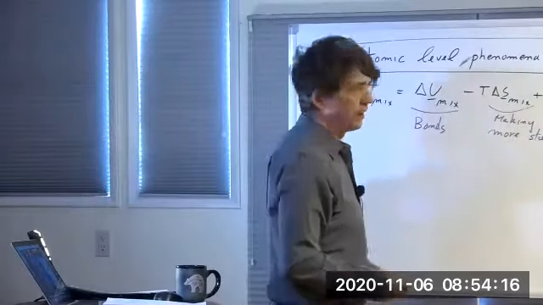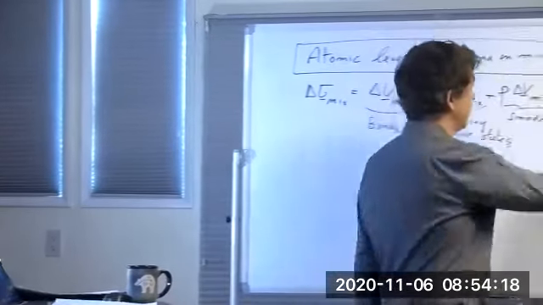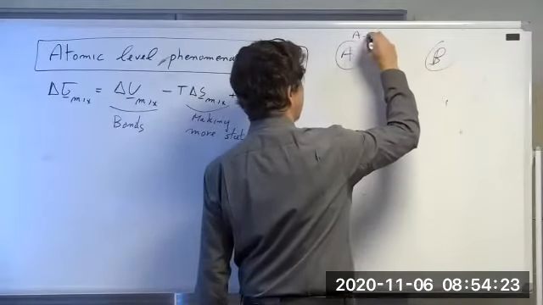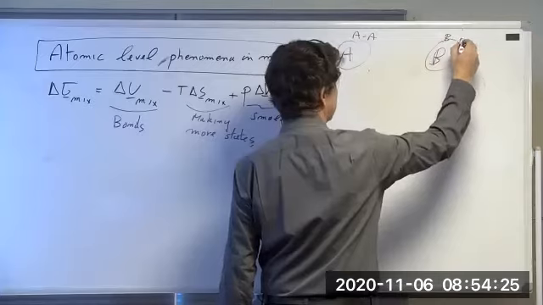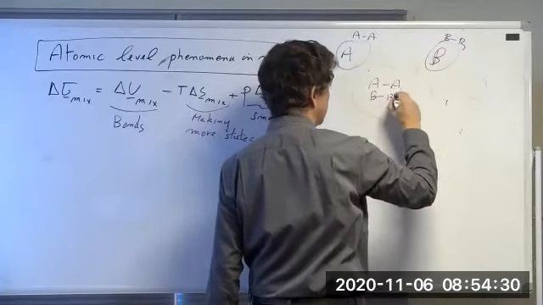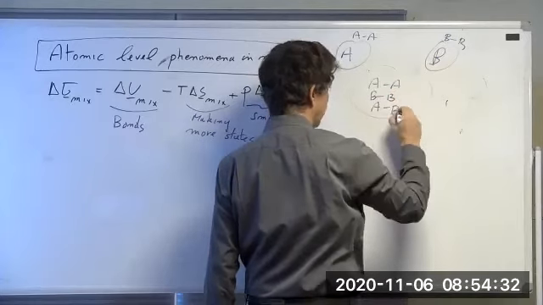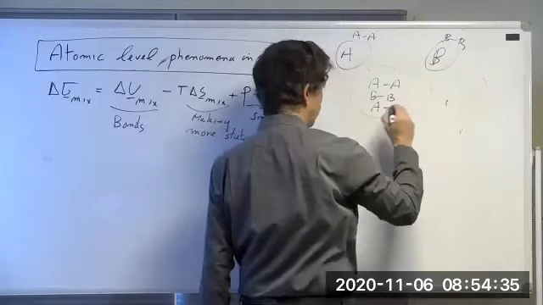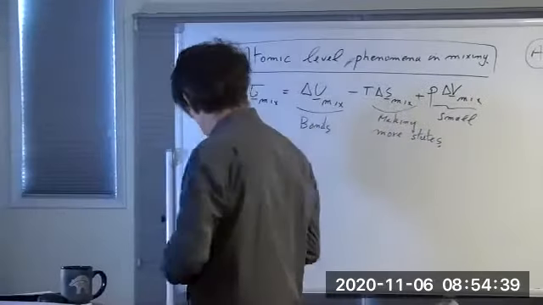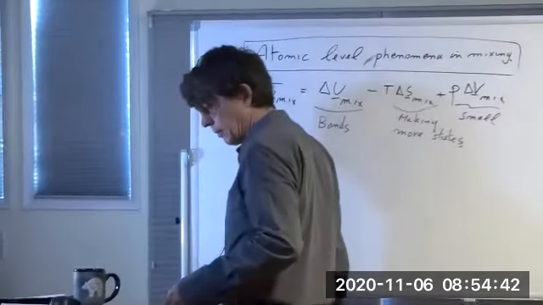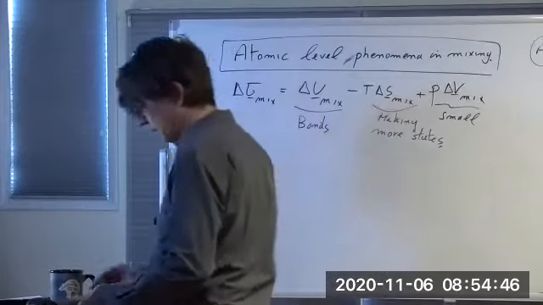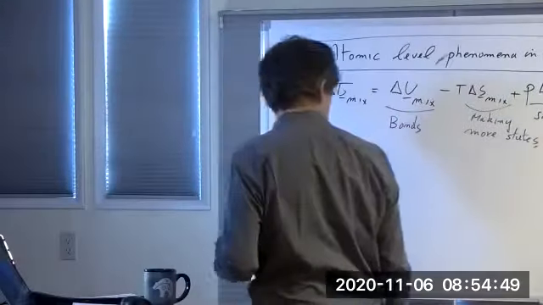So where does the delta U come from? If I start with pure A and pure B, here I only have AA bonds and here I only have BB bonds. But when I mix them, I make everything: AA, BB, AB. So of course, this has a different internal energy than the pure states. So I'm going to start with the entropy effect. And where does that come from?